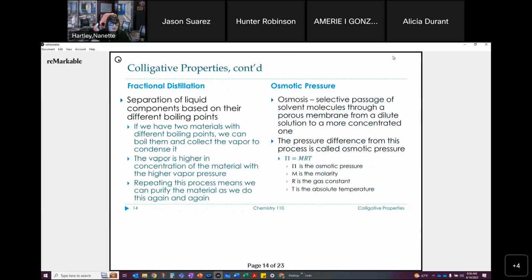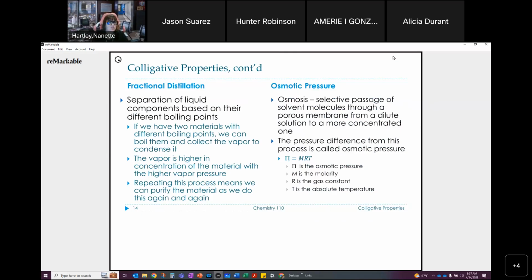A couple of other things that we talk about: fractional distillation. I mentioned this a couple of slides ago. This is the separation of liquid components based on their different boiling points. So if we have two materials with different boiling points, I can boil them and collect the vapor to condense it. If I boil something in a distillation apparatus, there's coils of cool water above where I'm boiling this. As it boils, it hits those cool coils, and then we can collect that. And it's set up in such a way that we can do that.